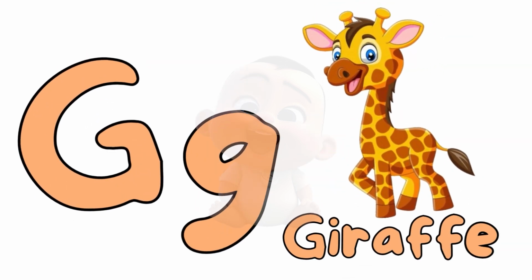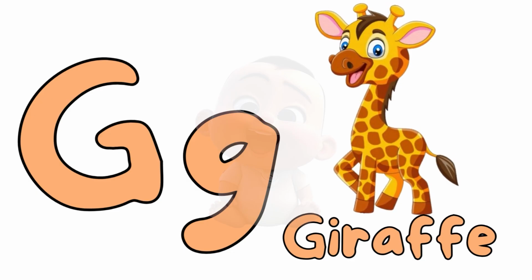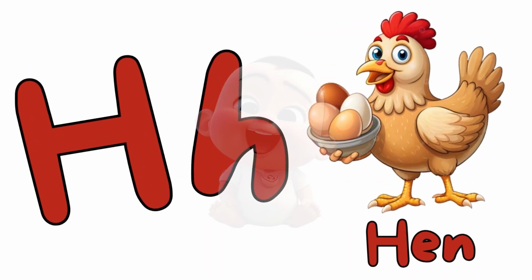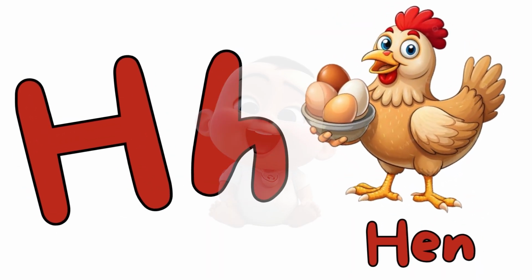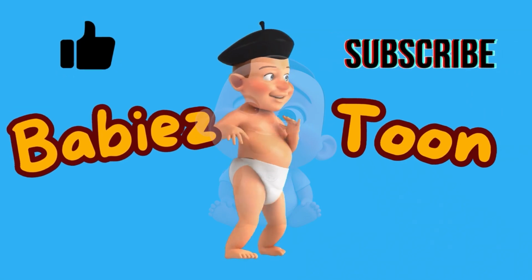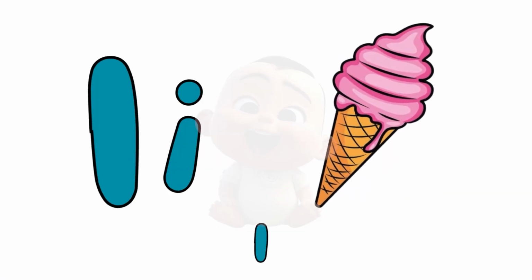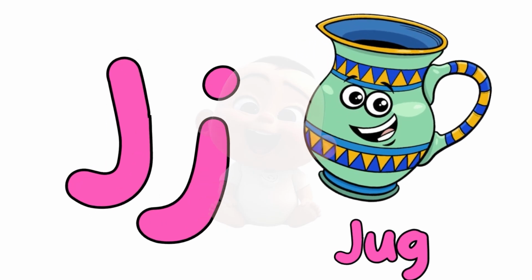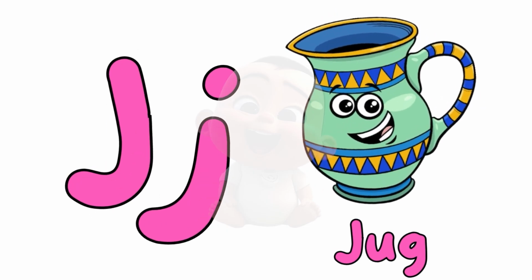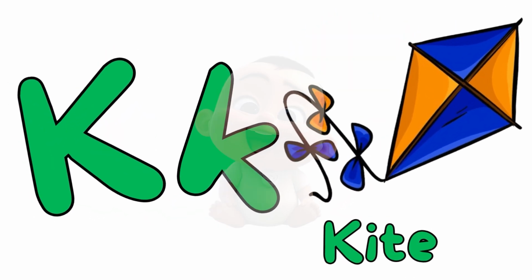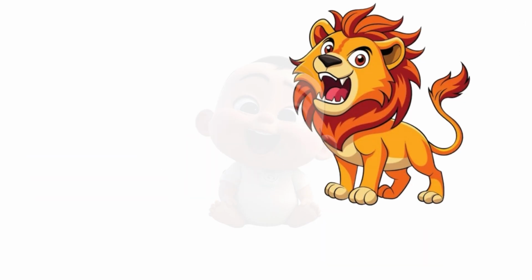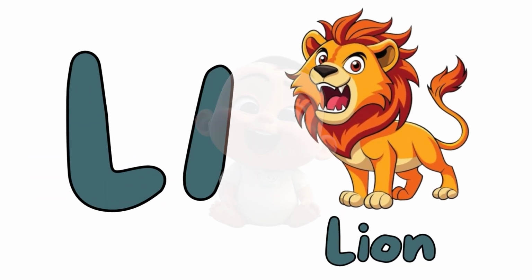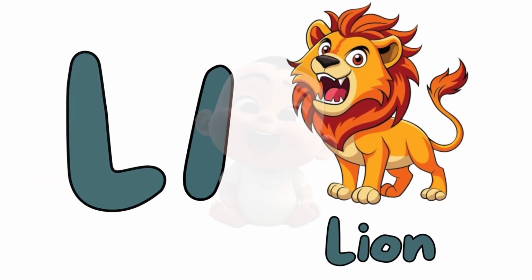G is for giraffe. Giraffe. H is for hand. Hand. I is for ice cream. Ice cream. J is for jug. K is for kite. Kite. L is for line. Line.